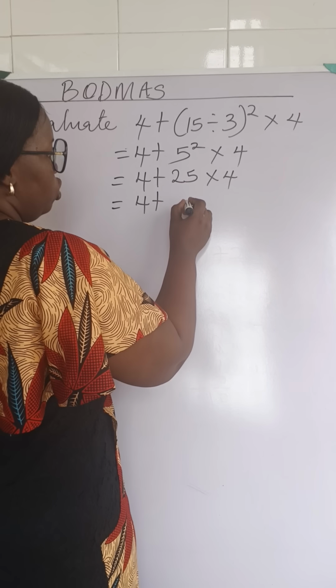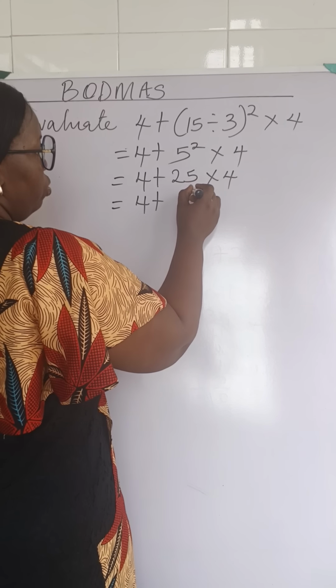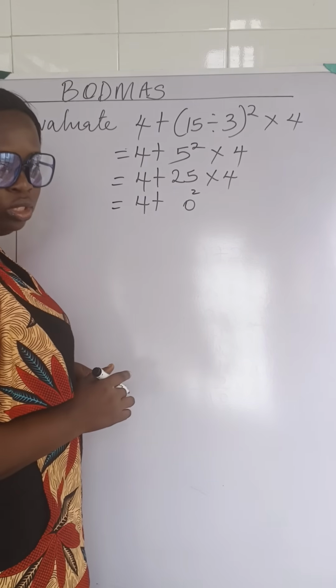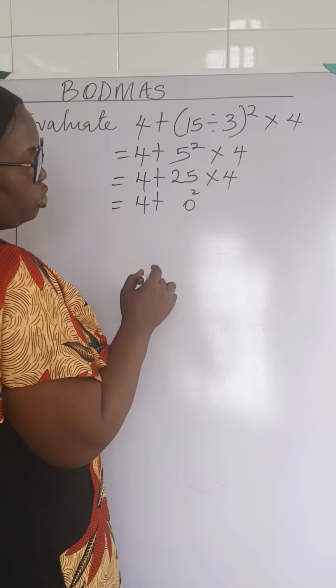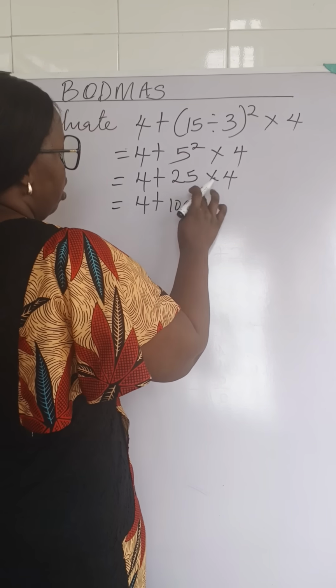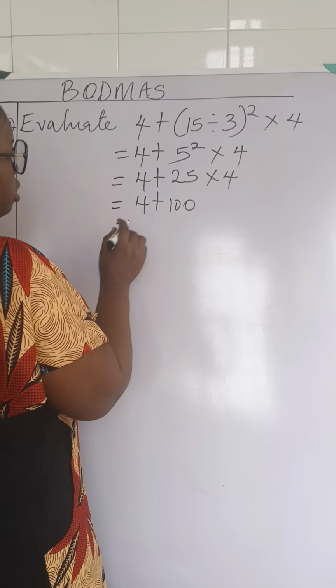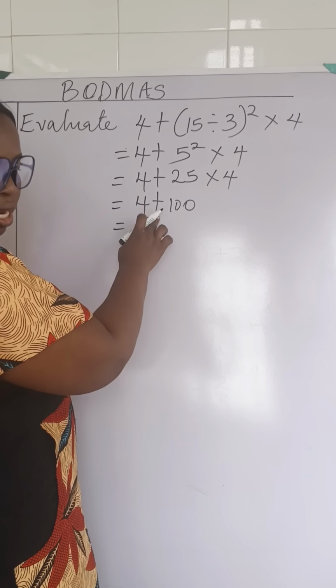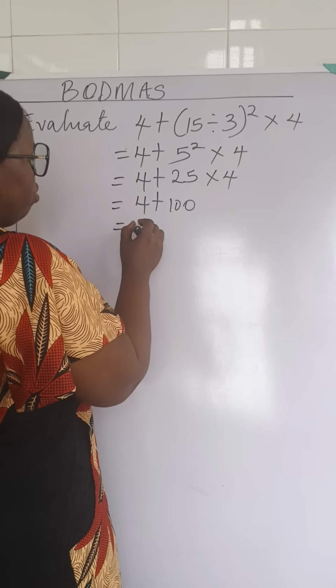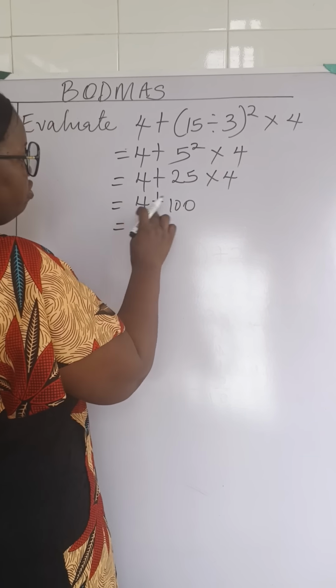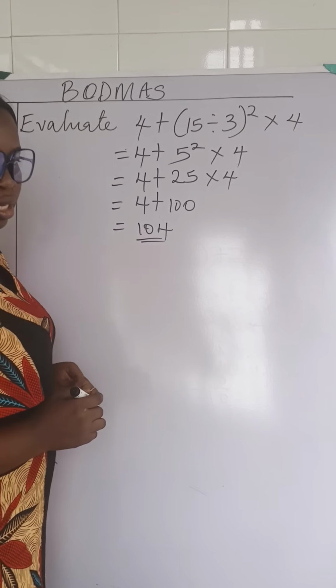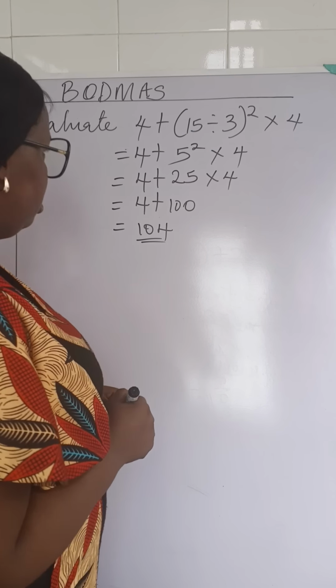4 times 5 is 20. We'll carry 2. 4 times 2 is what? 8 plus 2 is 10. So we are going to have 100 here. And the next row, which is the final one, addition, we are going to have 104 as 4 plus 100. And that is our answer.